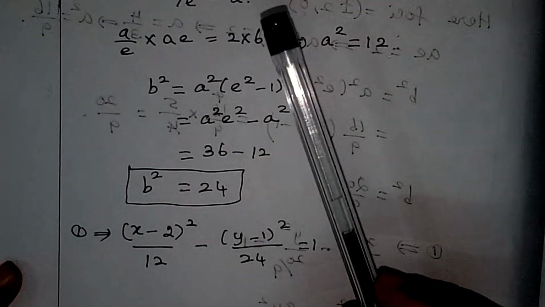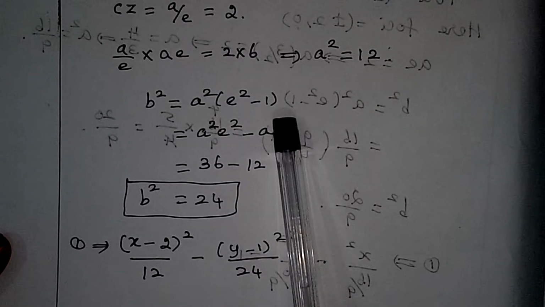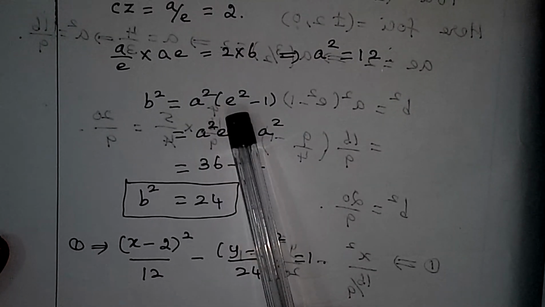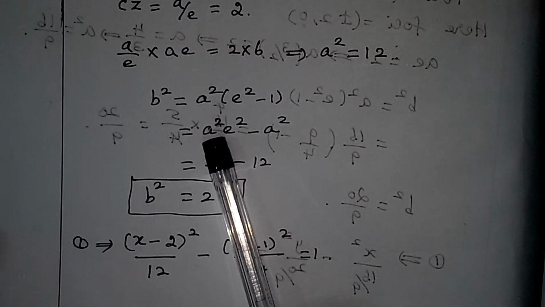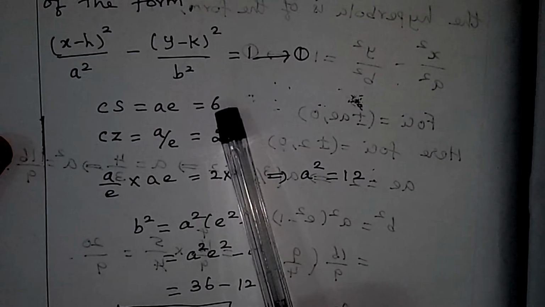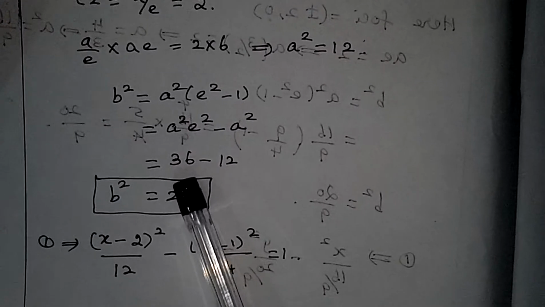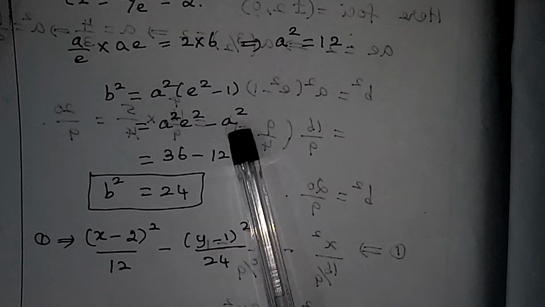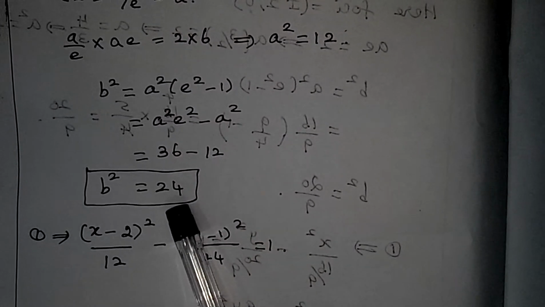Now you can find B square. B square is equal to A square into (E square minus 1). You can take this A square inside, so A square E square minus A square. The AE value we know is 6, so A square E square is 6 square, which is 36. So 36 minus the A square value, 12, we have here. When you subtract it, it will be 24.